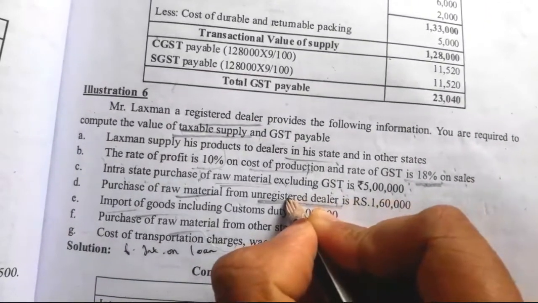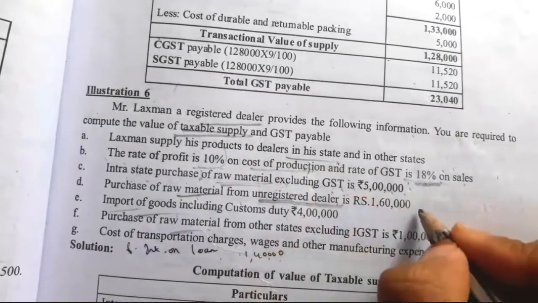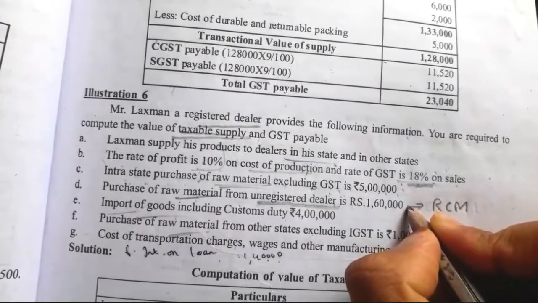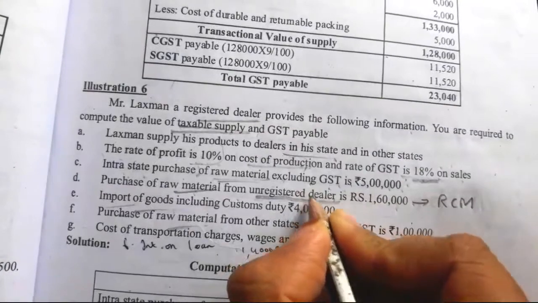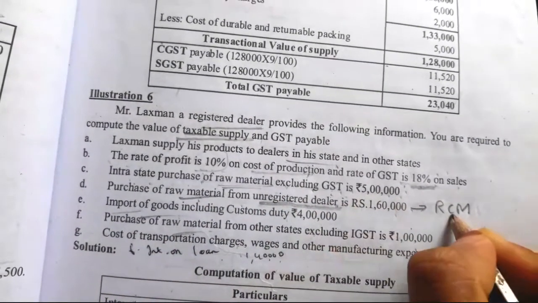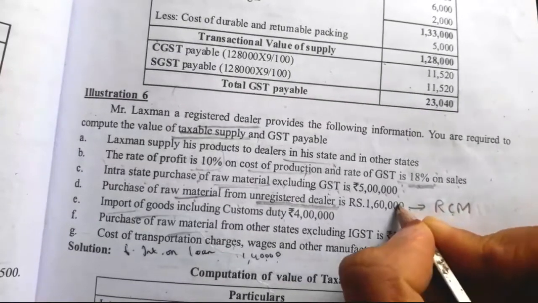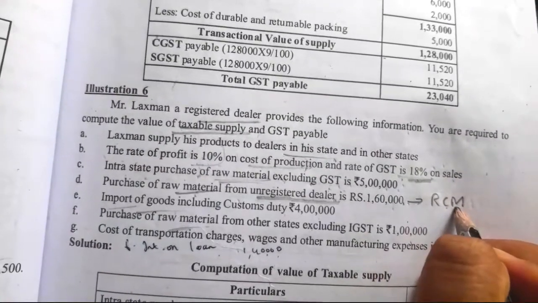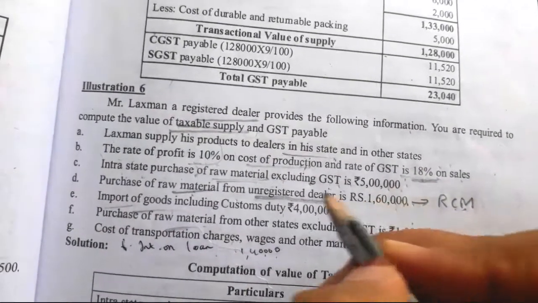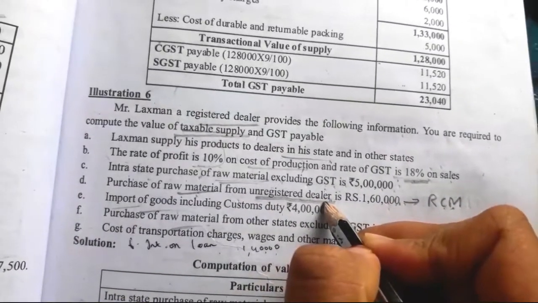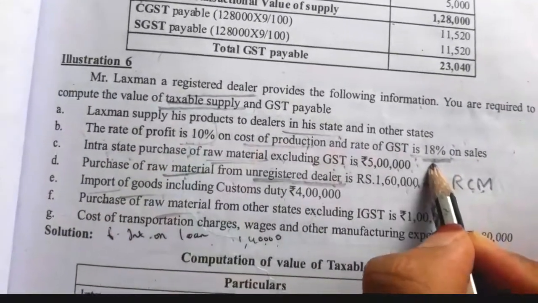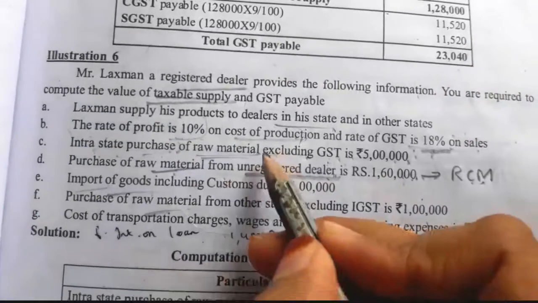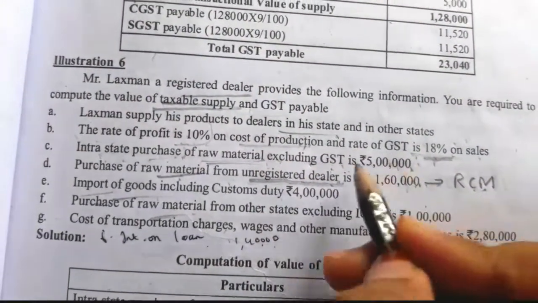But for this purchase from an unregistered dealer, he has to pay tax under RCM. Being the purchaser, he has to pay tax for this purchase because he has purchased this raw material from an unregistered dealer. So while calculating his GST payable on sale or supply, we have to take one more tax into account. We have to calculate one more tax for this purchase. For the other purchases there is no need to calculate tax again, because it is assumed that he has purchased from a registered dealer.